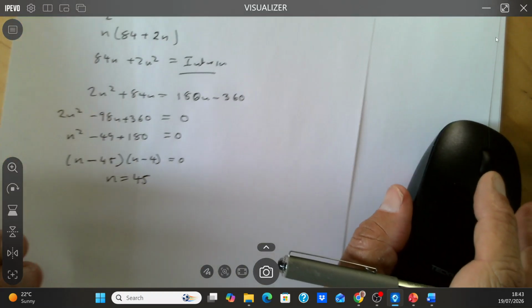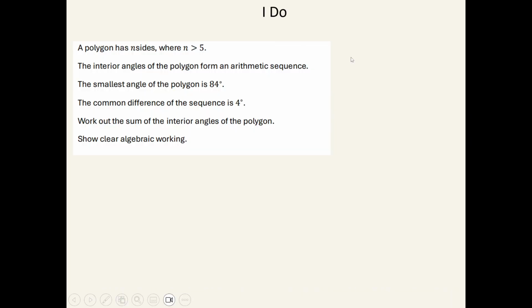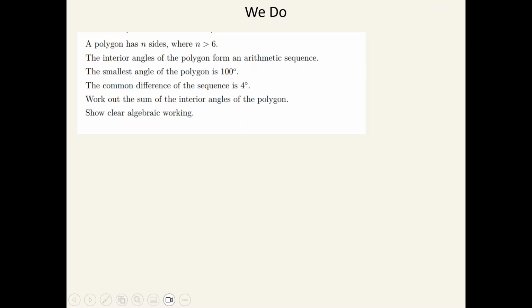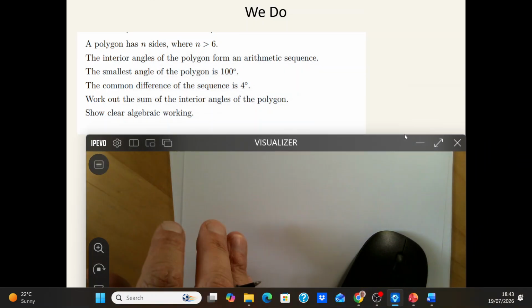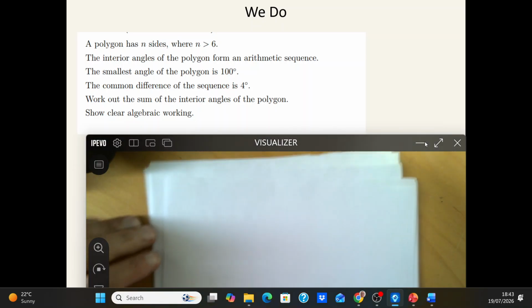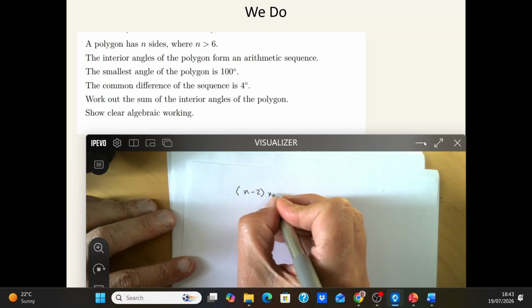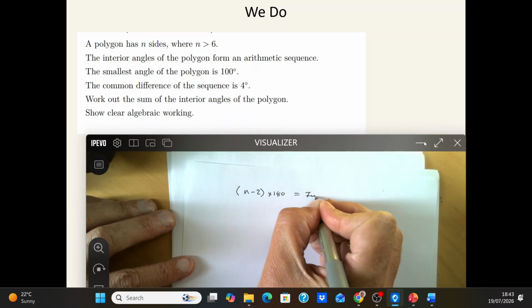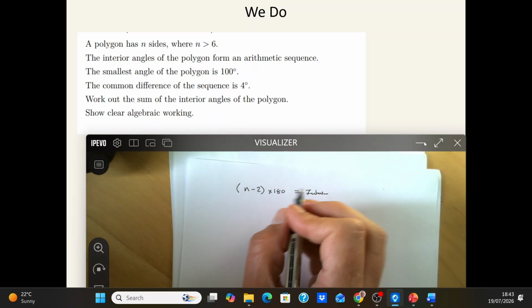Right, now there's our key bits. We're going to use that to work through the other one. Right, let's look at this one. So it's 6-sided. It's a polygon. So because it's a polygon, what was the first thing that I wrote down? Can you remember? First thing I wrote down was number of sides minus 2 times by 180 equal to interior. Done that, so let's just tidy that up.